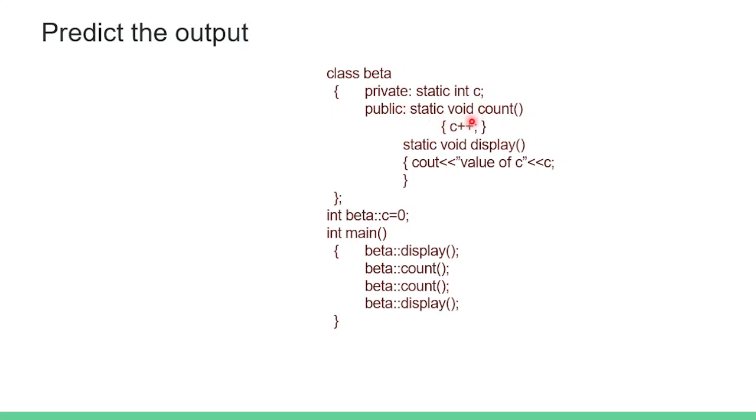Similarly, we have static void count. This too can only access static int c. It cannot access any other. Static void count can access this display function because both of them are static.